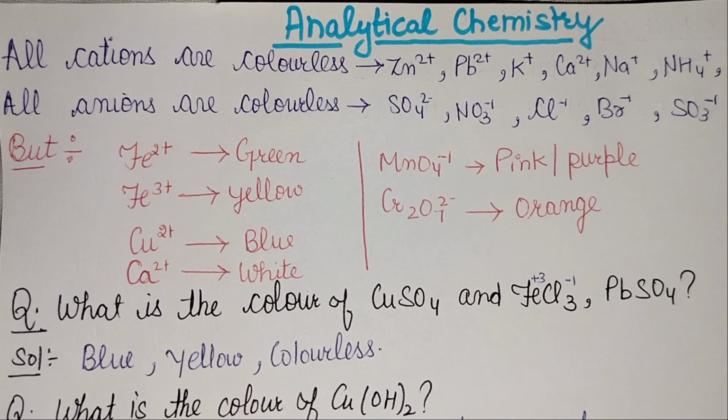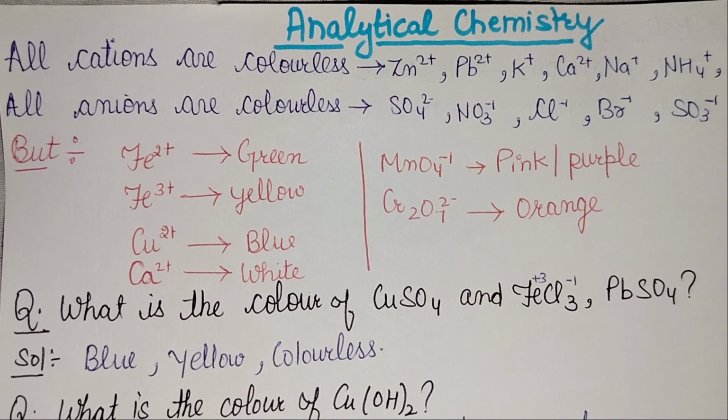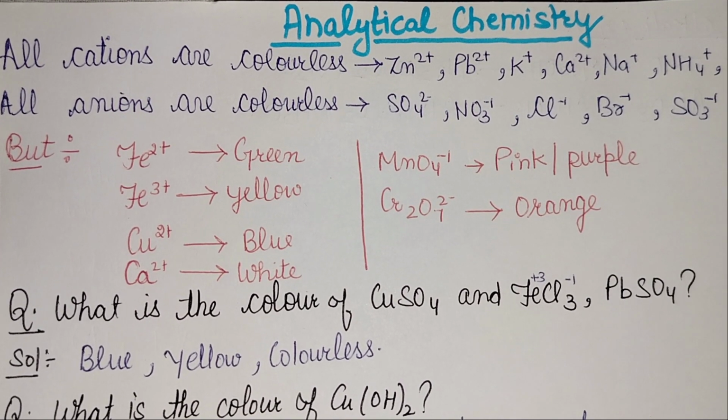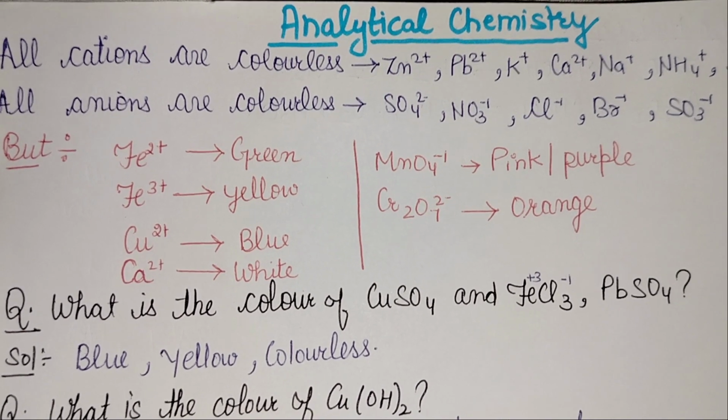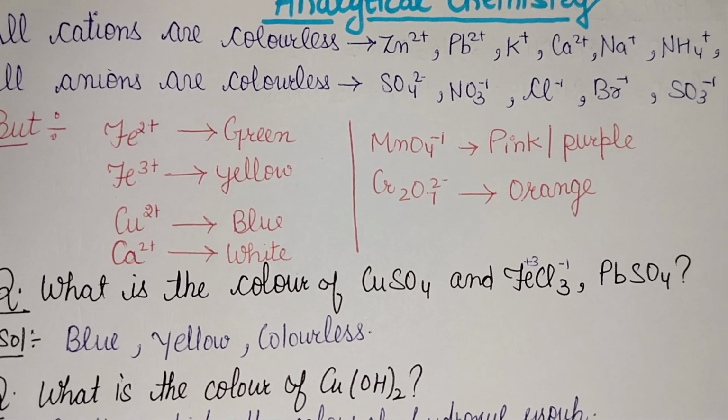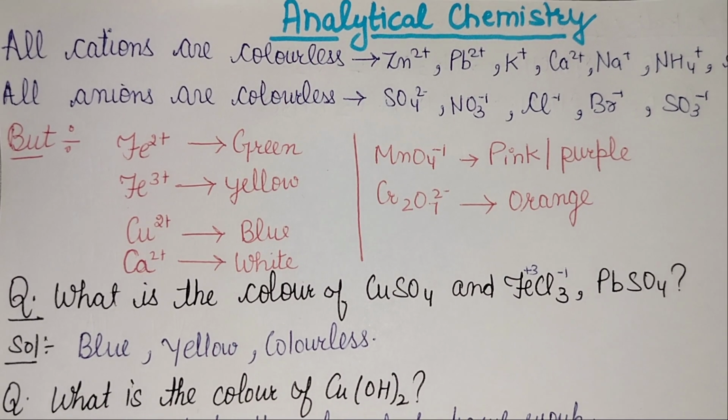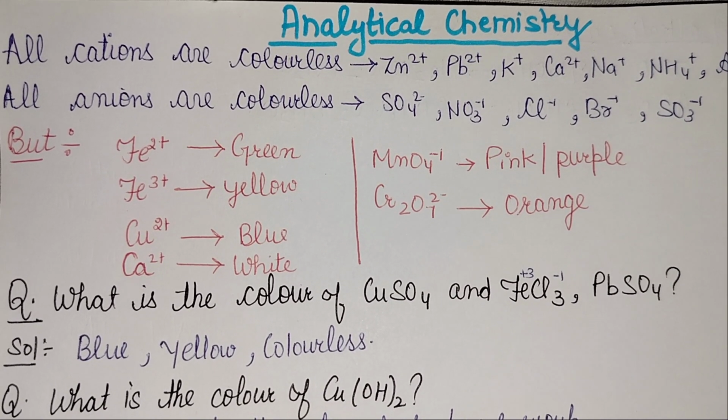So before starting this chapter, we have to know some basic things like cations and anions. Cations are those which have positive charge, while anions are those which have negative charge. So I'm going to discuss the whole chapter in a very simple manner.